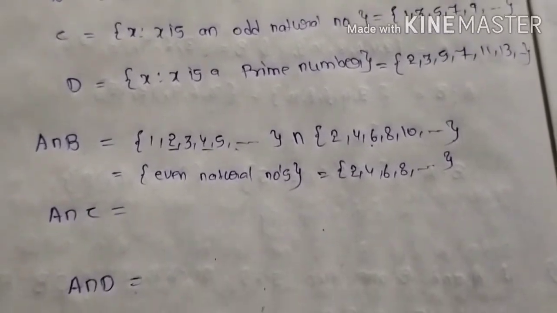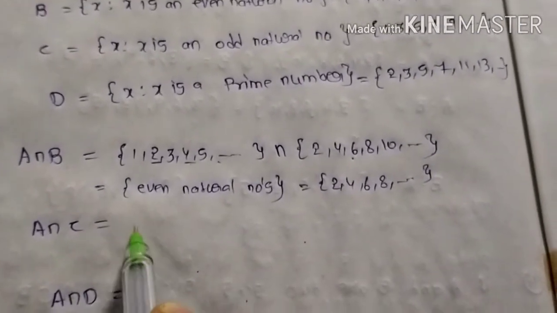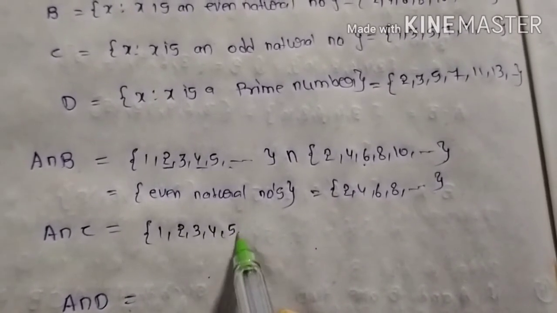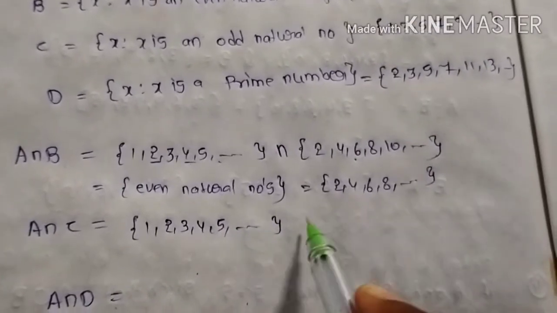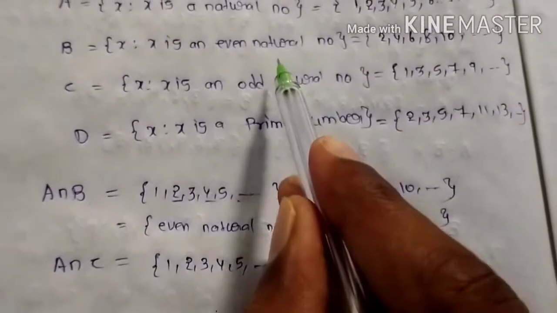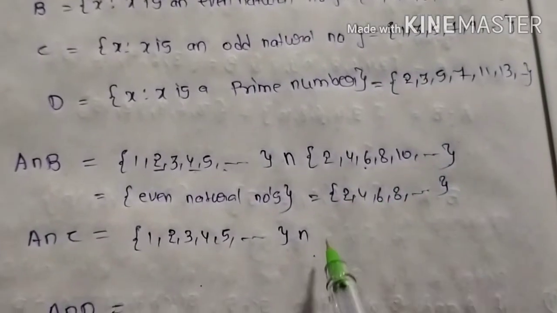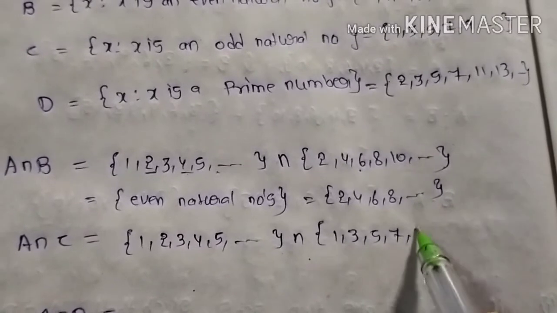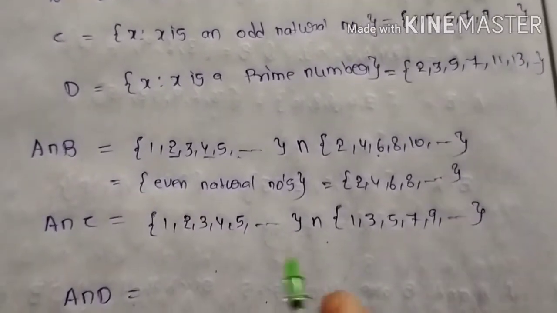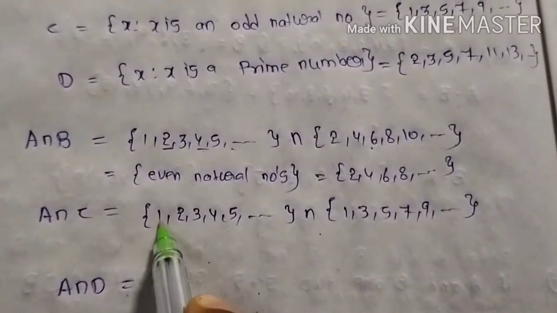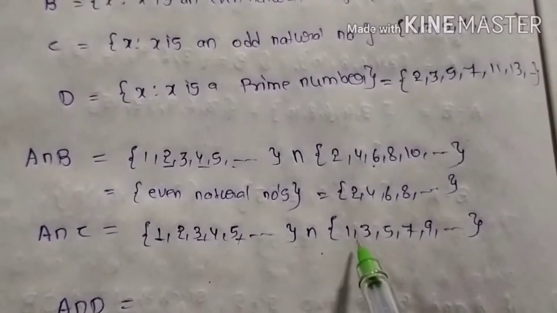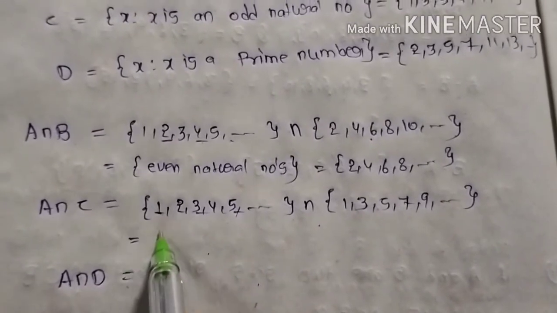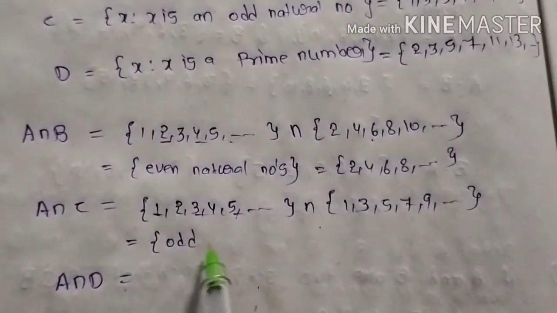In the similar way, you can see A intersection C. A means it is the natural number set: 1, 2, 3, 4, 5, 6 and so on. Intersection C means, already I told that C means odd natural numbers. You know odd numbers? Yes or no? 1, 3, 5, 7, 9, 11, all these. Observe which are common in both the sets. 1 common, 3 common, 5 common. That means these are all odd natural numbers or not? So your answer will be odd natural numbers.